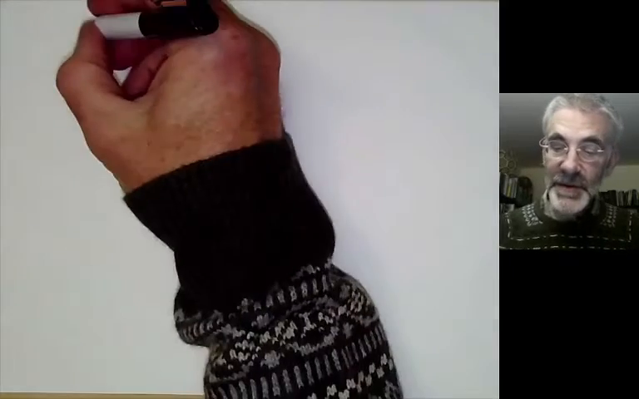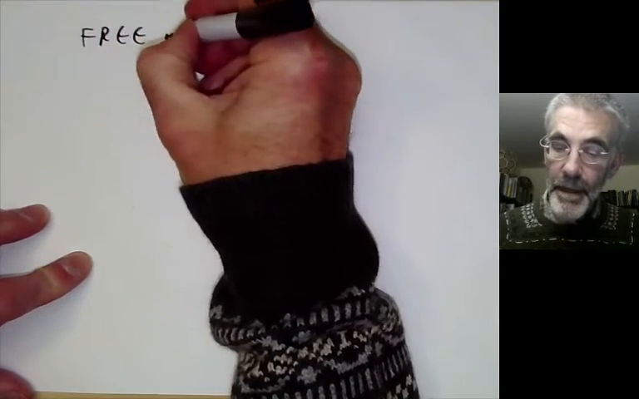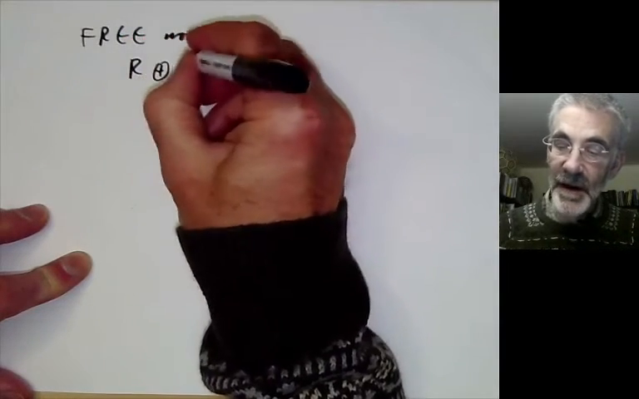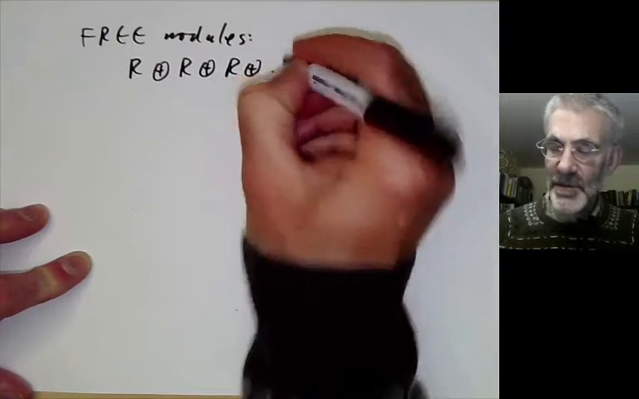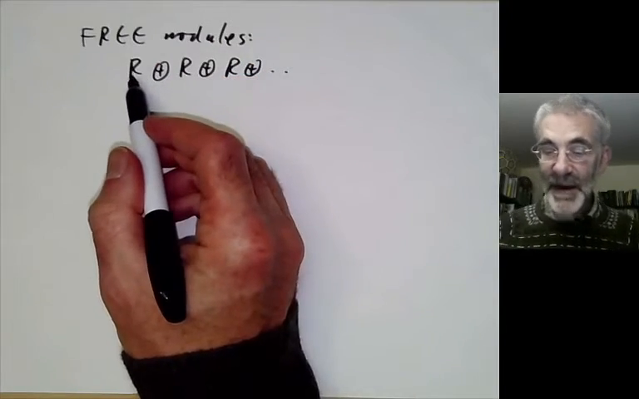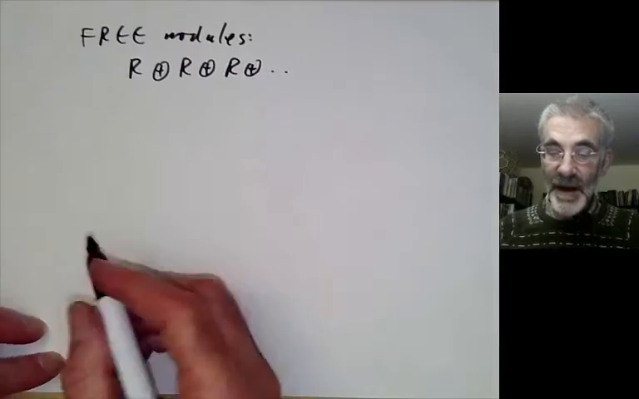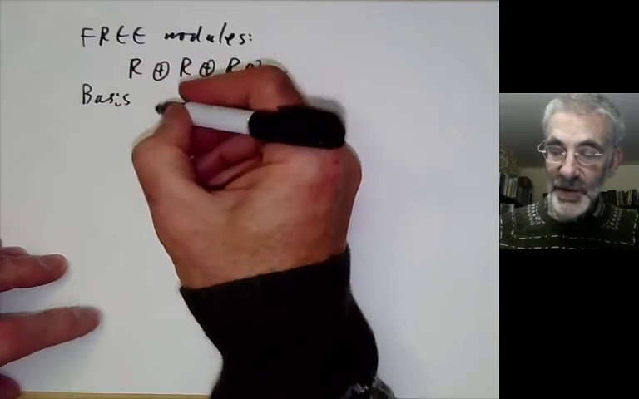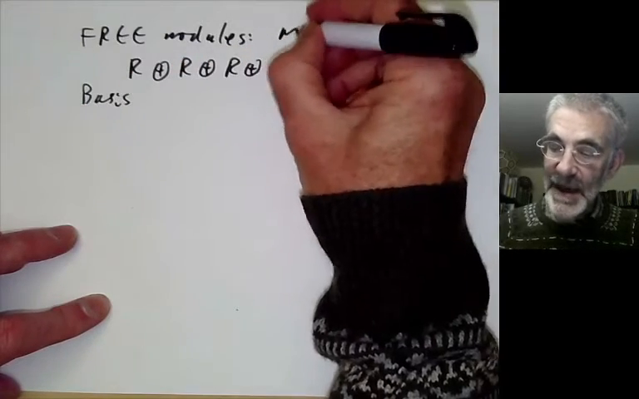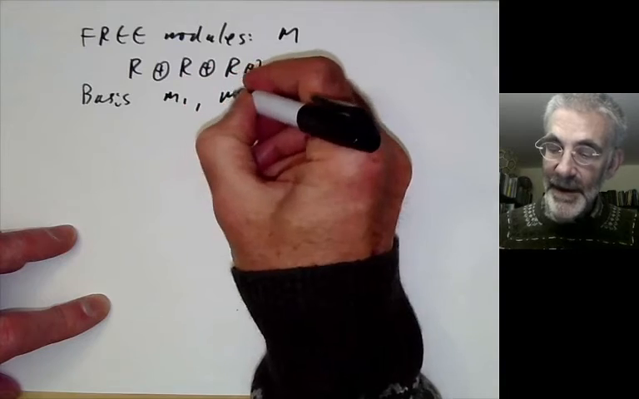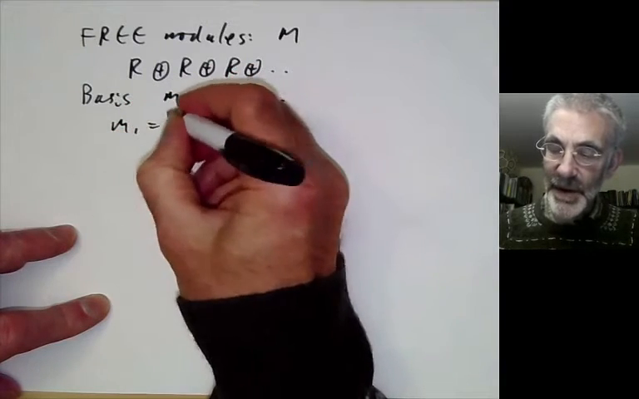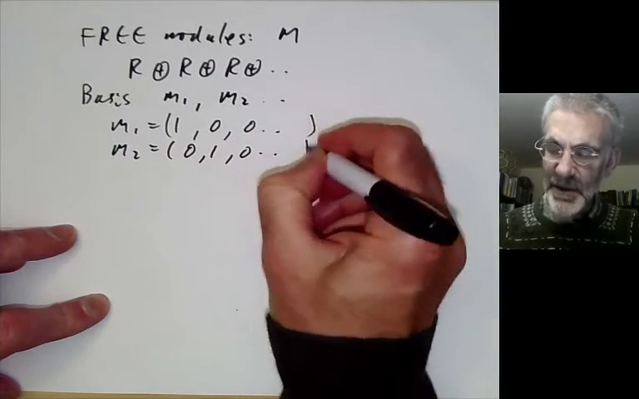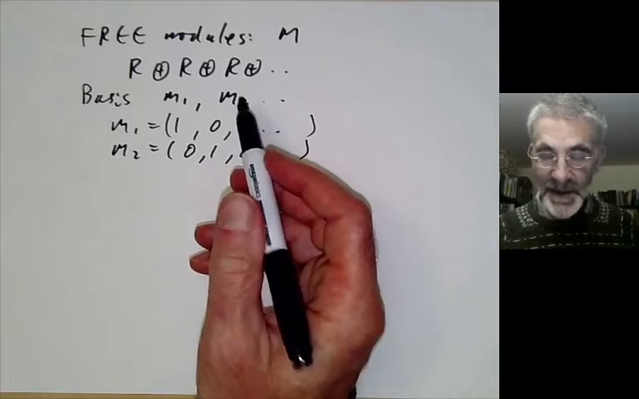Well, the simplest sort of modules are free modules. These are modules that are just a sum of copies of R. So we may as well fix R to be a left module, for example, and then this will be a free left module. And a free module has a basis of elements in the usual way. So if the free module is M, it has a basis m1, m2 and so on, where m1 is (1, 0, 0), and m2 is (0, 1, 0), and so on. So it's pretty similar to vector spaces.